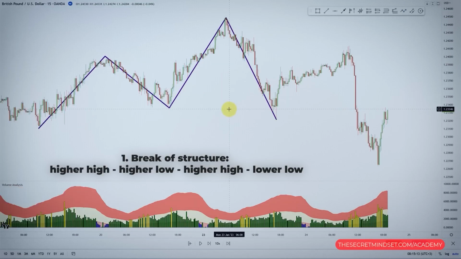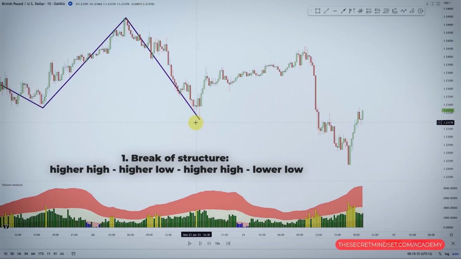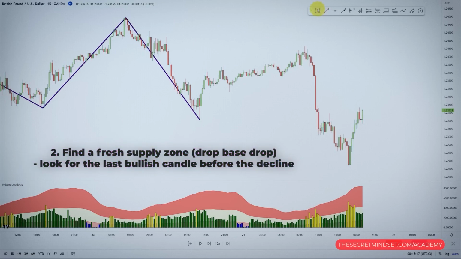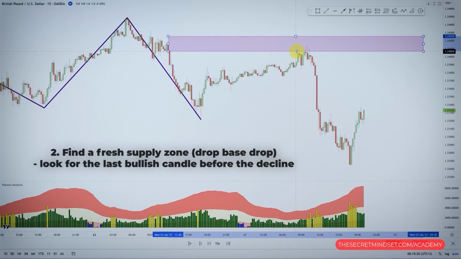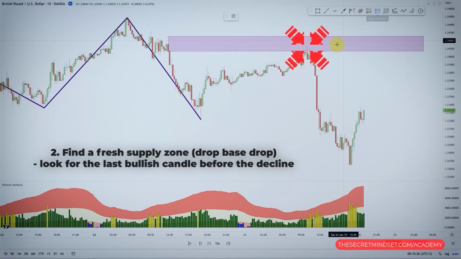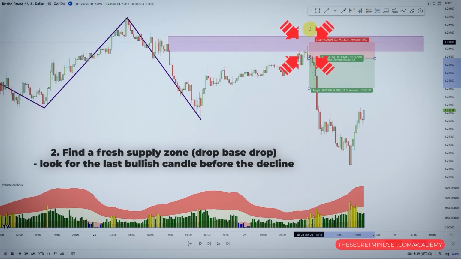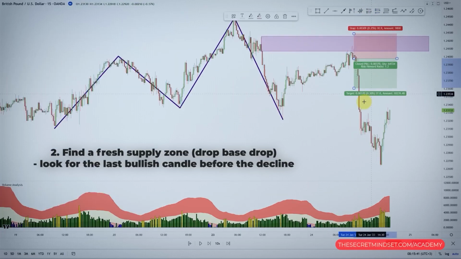Remember, you don't enter just because you find a possible breakout structure. You need to wait for price to rise again to a fresh and untested supply area. You look at the left side of the previous high where the previous strong down move started. I see a drop-based drop formation, which is a continuation pattern forming a supply zone. When price returns to this area, you can open a sell position with a stop loss above the supply zone.